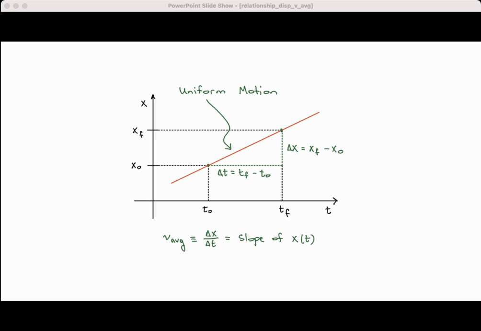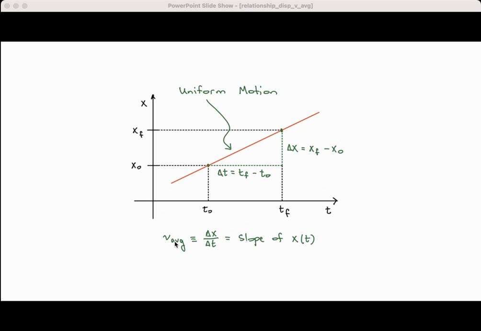For a straight diagonal line, this slope is the same everywhere along the line and is independent of the time interval we examine. That is, the ratio of delta x over delta t is the same for any delta t that we examine. And there's no distinction between an average velocity and an instantaneous velocity for objects with a constant velocity.